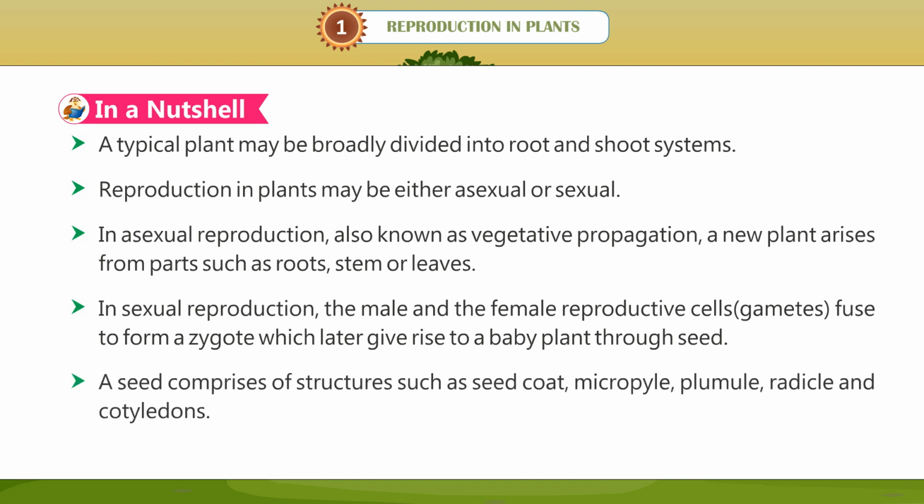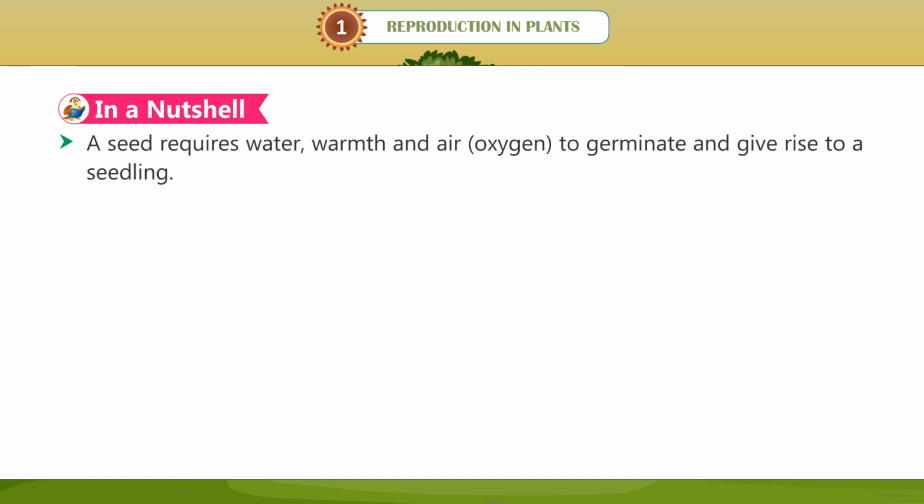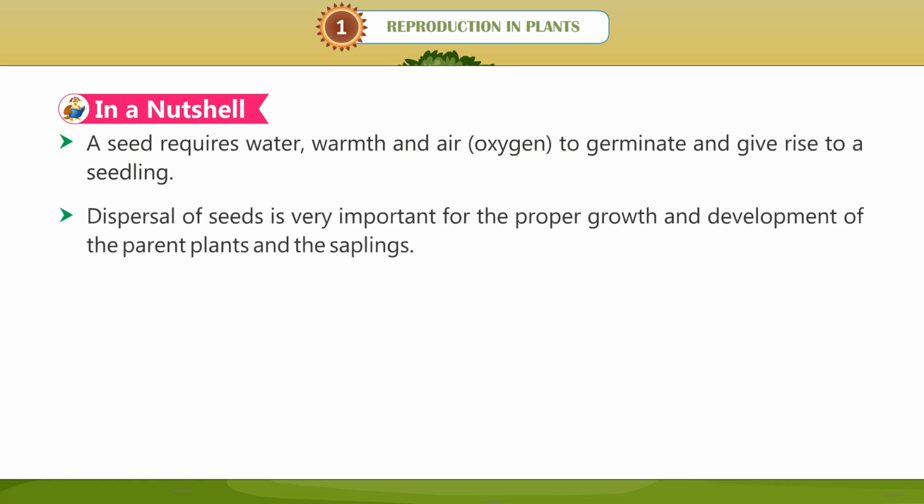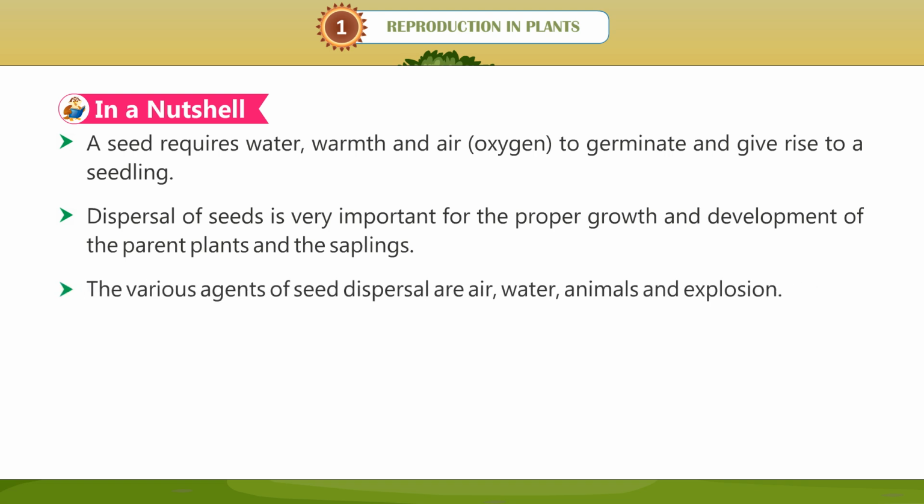A seed comprises structures such as seed coat, micropyle, plumule, radicle, and cotyledons. A seed requires water, warmth, and air, oxygen, to germinate and give rise to a seedling. Dispersal of seeds is very important for the proper growth and development of the parent plants and the saplings. The various agents of seed dispersal are air, water, animals, and explosion.